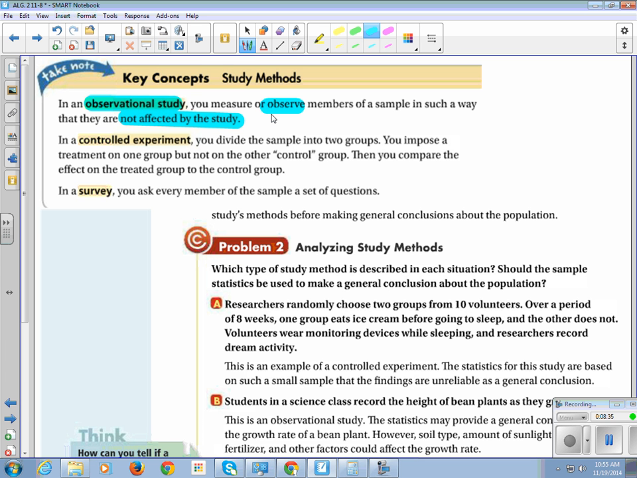A controlled experiment is when you divide the sample into two groups. You impose a treatment on one group, but not on the other control group. Then you compare the effect on the treated group to the control group. In a survey, you ask every member of the sample a set of questions.